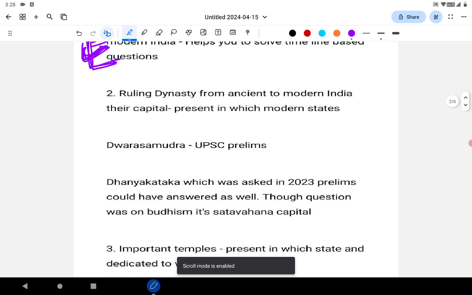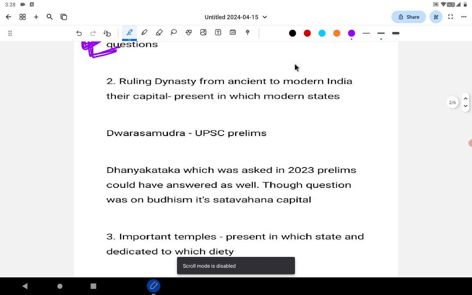The next important thing is important ruling dynasties and their capital and where they are present in the modern states. They asked about Dwarasamudra, which is the capital of the Hoysalas. It is present in Karnataka.